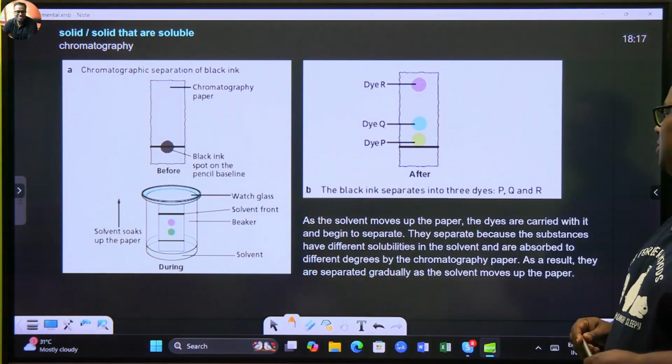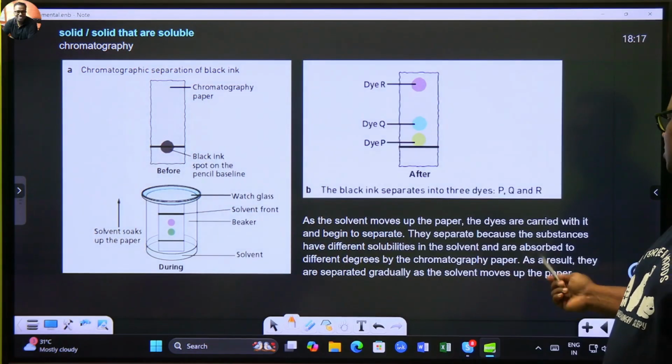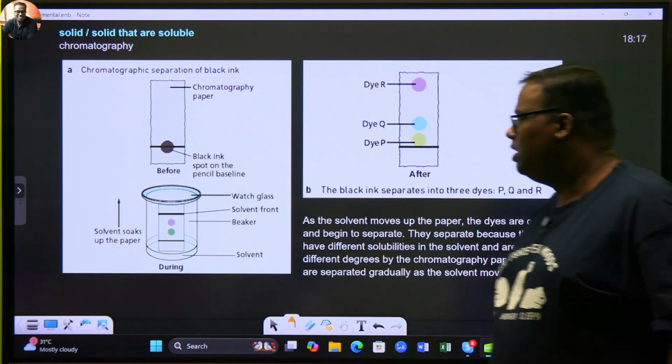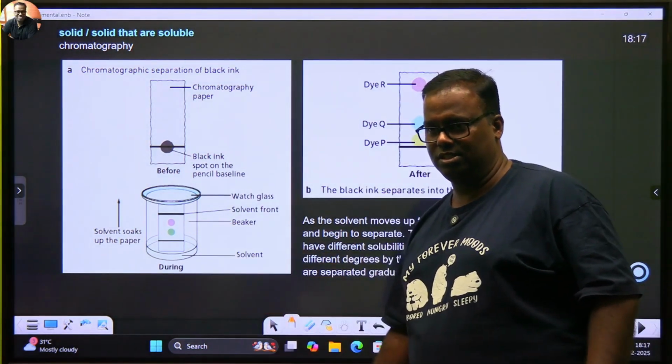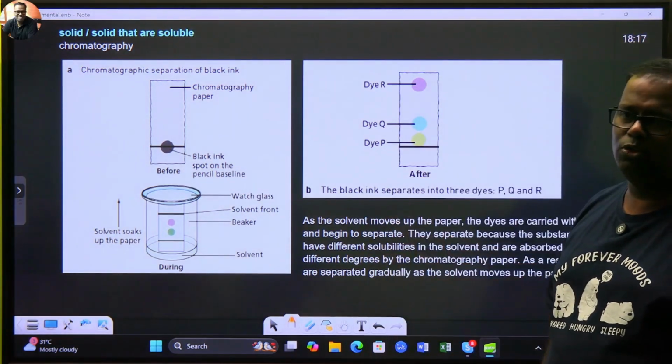They separate because the substances have different solubilities in the solvent and are absorbed to different degrees by the chromatogram paper. As a result, they get separated. Now this is one way to get to know what was present. How many components were present? This is very simple, kiddo's job.